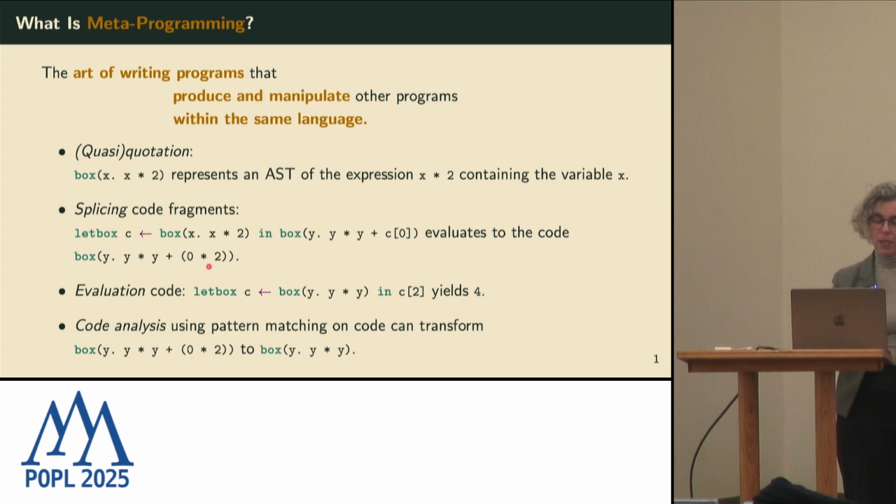Okay? And then we want to evaluate that expression, so we bind to this variable c this piece of code, y times y. We instantiate y with 2, and that will evaluate to 4. And last, we might want to do code analysis. We want to eliminate this pesky 0 times 2, which will eventually get away anyway. And we would like to maybe transform this expression into y times y.